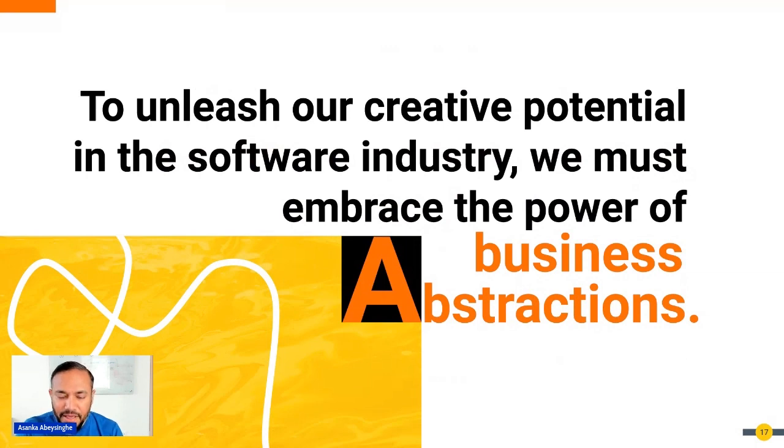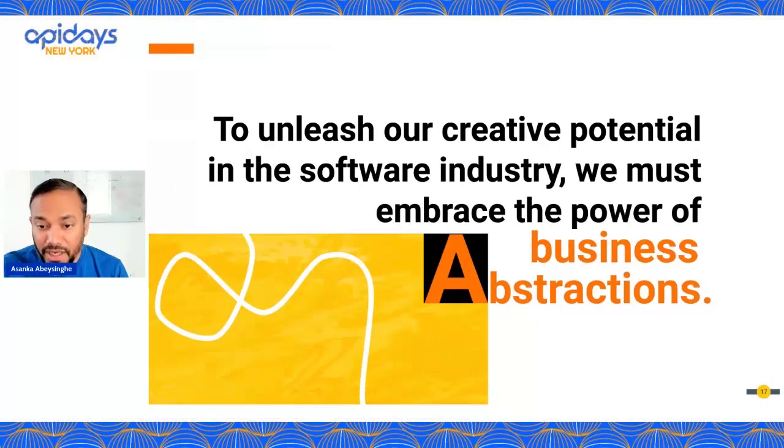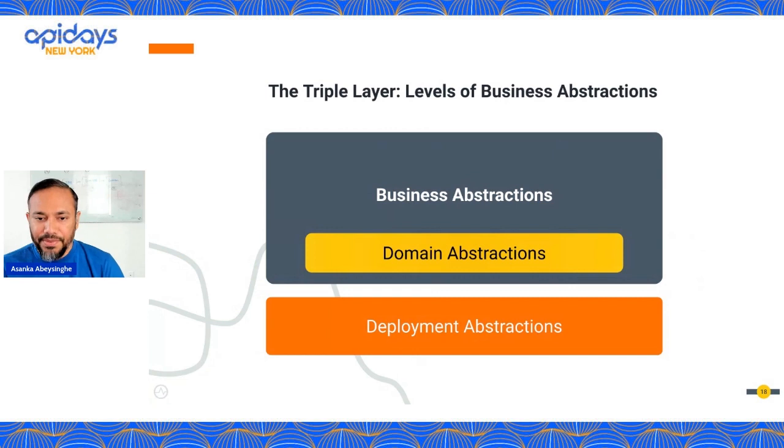So that's where the business abstractions come in, because if you have to be creative, you need a foundation. If you have a good foundation, you can create digital experiences rapidly without having any blocker. So we call it rapid application development. So let's look at the business abstractions. There are three layers in the business abstractions. First one is the deployment abstractions, and on top of that you have the domain abstractions, and the domain abstractions are coming under the business abstractions as well.